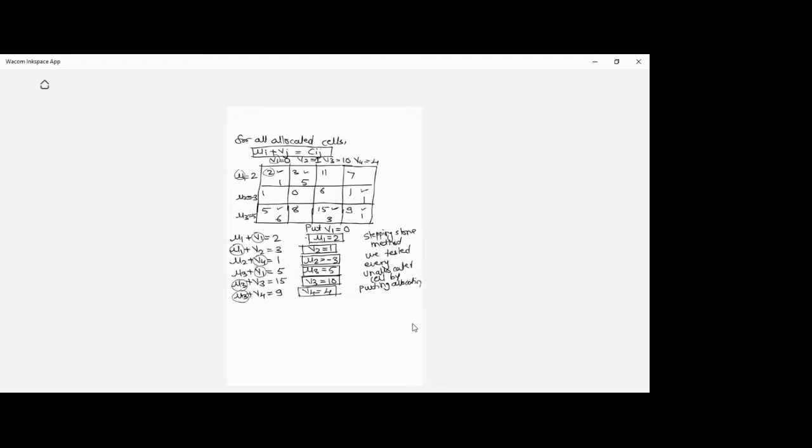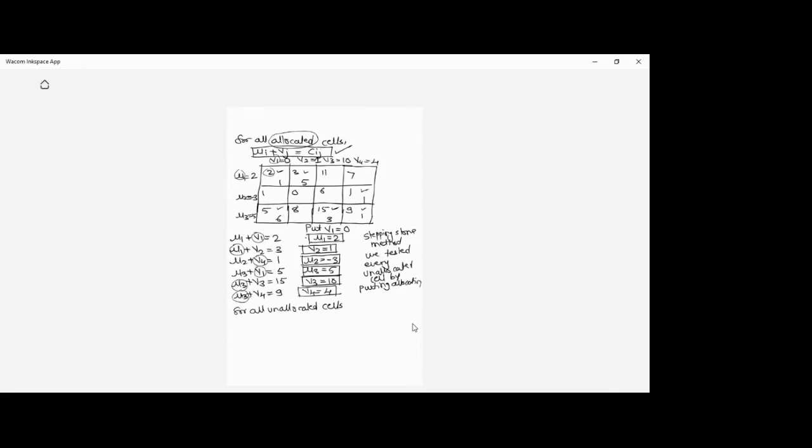So here we are not going to test every cell. What we are going to do is test every cell, but with the help of some formula, right? For all allocated cells, we have used this particular formula. For all unallocated cells, there is a different formula.